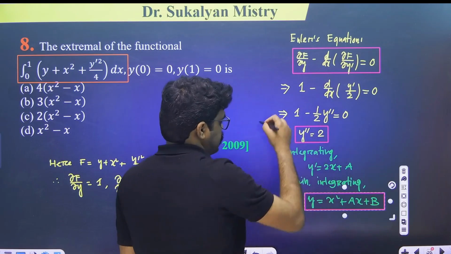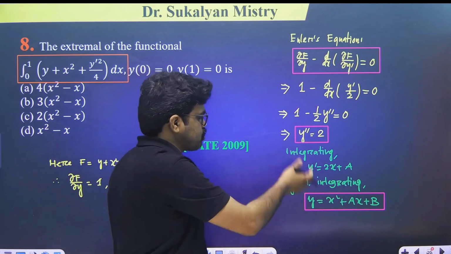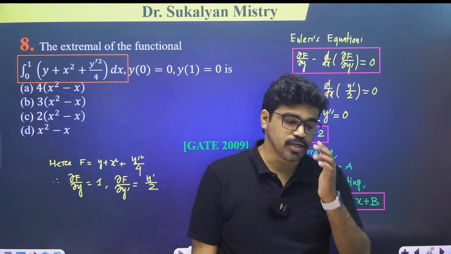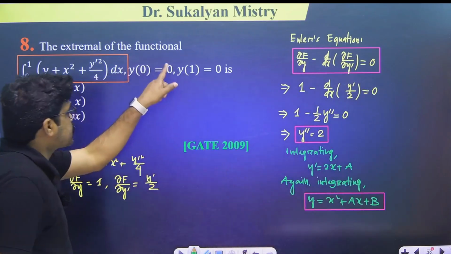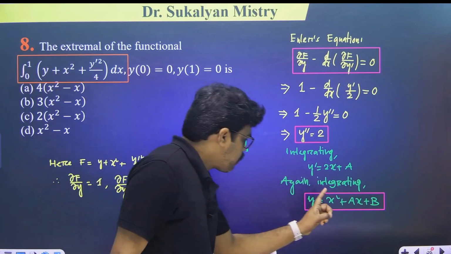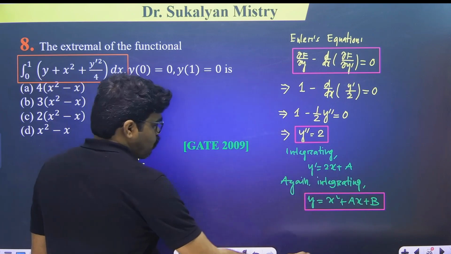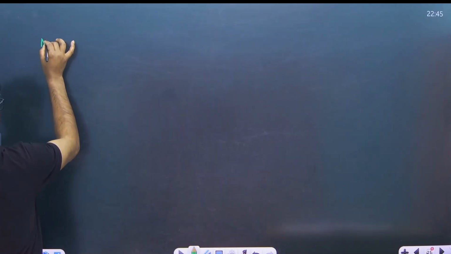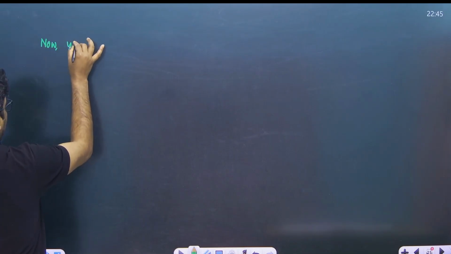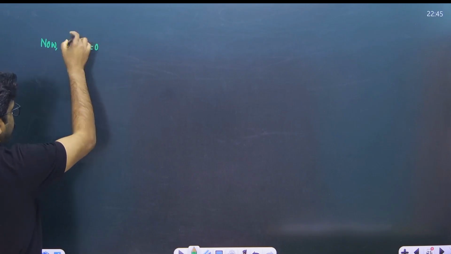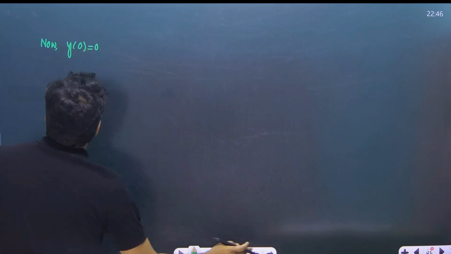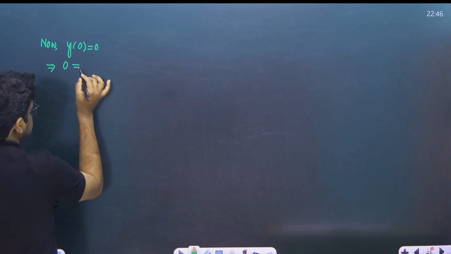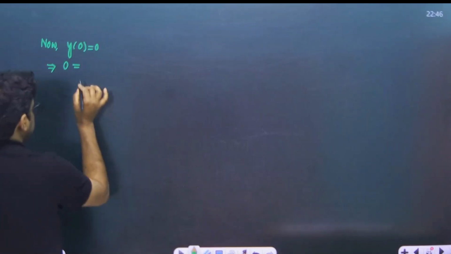So this is the solution of Euler's equation. By solving Euler's equation we get y equal to x² + ax + b. Now with the help of the initial conditions we have to find the values of a and b. The initial conditions are y(0) = 0, that means when x is equal to 0 the value of y is 0. So this implies 0 = 0 + 0 + b, that is simply b.